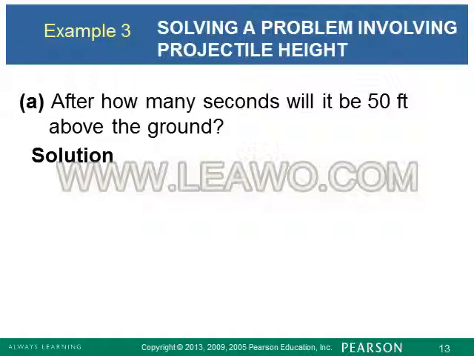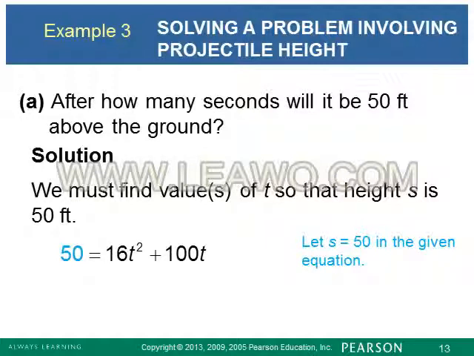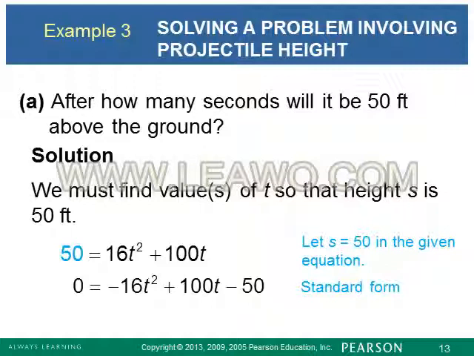So that means plug in 50 for which letter? S. Then we'll set the equation equal to what? 0, and then we can solve it. So we plugged in 50 for the s. Because I see a t squared in the problem, I need to get everything on one side, set it equal to 0, put it in standard form, and now I can solve.